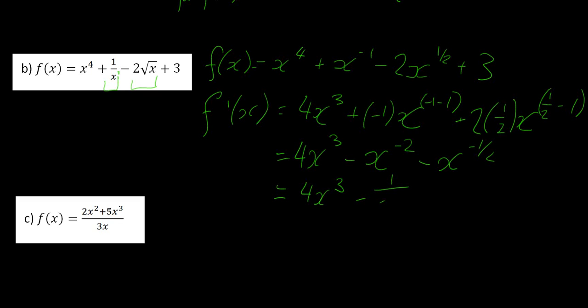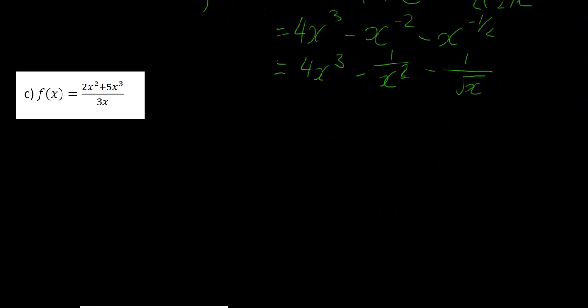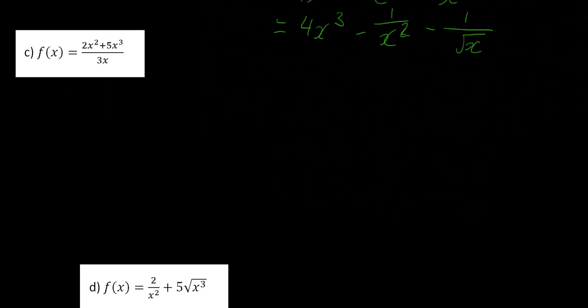So going back to positive indices, we're going to have 1 on x squared, and this -half here is going to be 1 on root x. Okay. Moving on to the next example here. Let's make a margin over here.